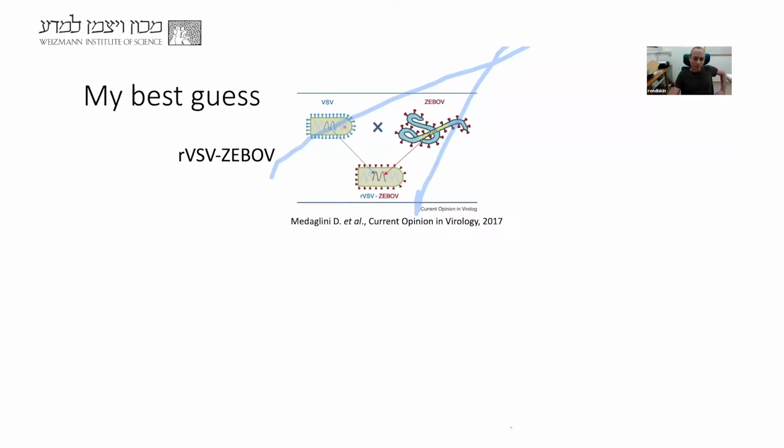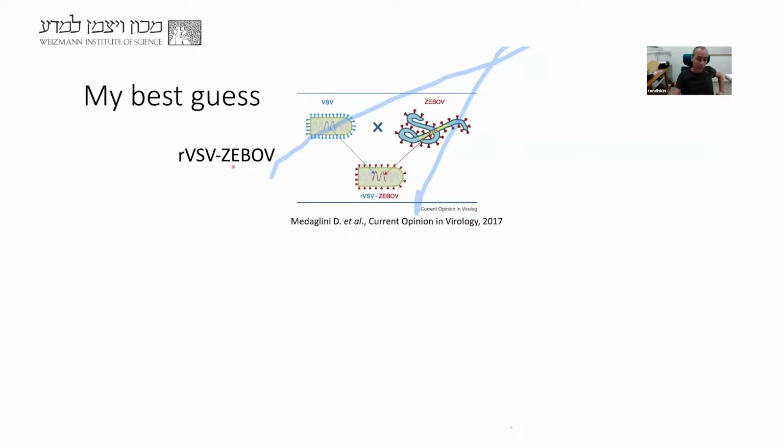Anyway, one of the platforms that I personally think would be very useful in fighting the disease is shown here. Basically, it's a class of platforms that make use of viruses that are harmless to humans, and we can engineer those viruses.